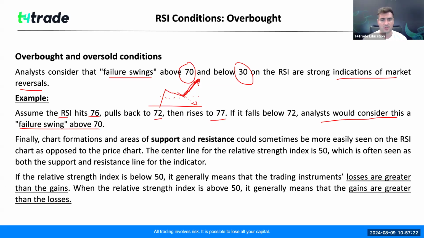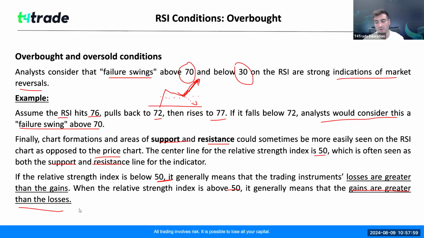Finally, chart formations or areas of support and resistance could sometimes be more easily seen on the RSI chart compared to the price chart. Now, the center line of the relative strength index is 50, which is often seen as both a support and resistance line for the indicator. When the relative strength index is above 50, it generally means that the gains are greater than the losses. Obviously, because you use closing prices.